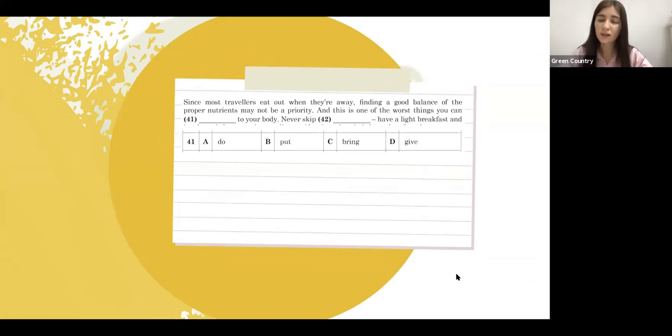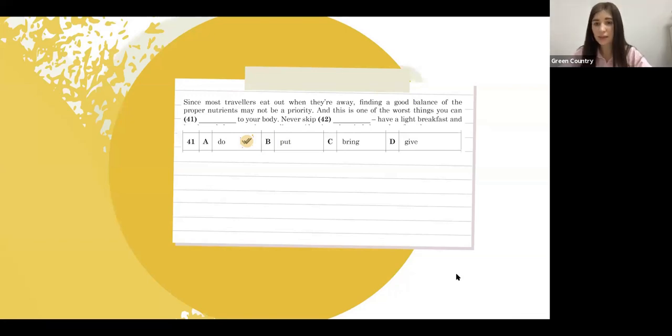What do you think we can use with "to your body"? Do, put, bring, give. Okay, yeah, you're right. "Do to your body." Usually it means to do something bad to your body, like to harm. It's also kind of a state phrase.